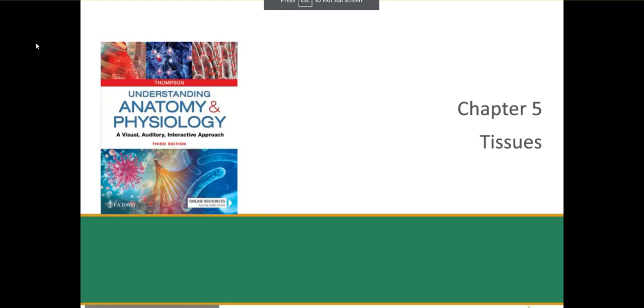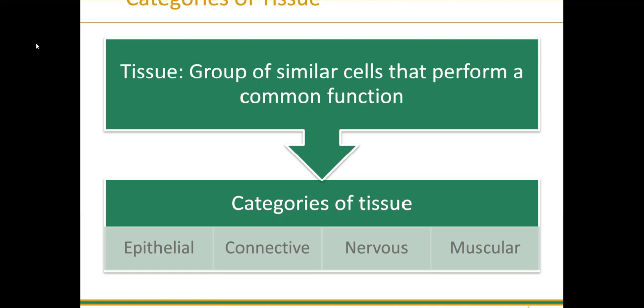Okay, we're going to start talking about chapter 5, which is tissues. Starts on page 75. If we talk about the different types of tissues, what tissues specifically are is a group of similar cells that perform a common function. So there's 4 types, or categories, of tissues: epithelial, connective, nervous, and muscular.